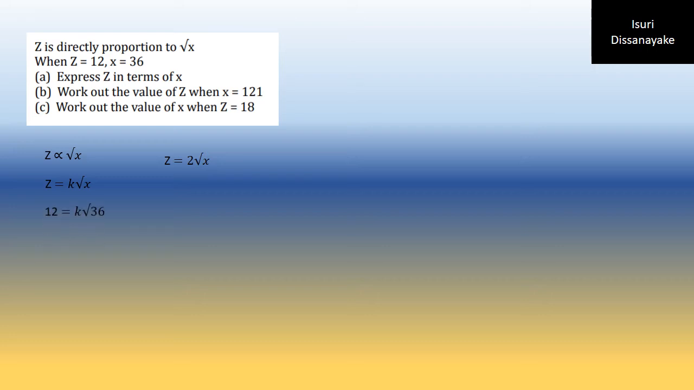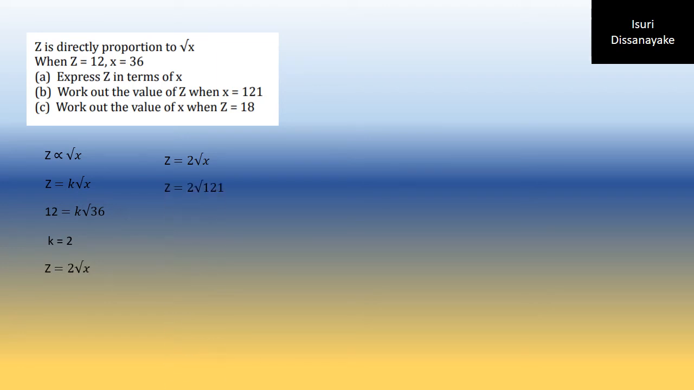And let's substitute the values of z, which is 12, and x, which is 36. Let's take the square root of 36, which is 6. So 12 equals k times 6. Let's divide both sides by 6 and k is equal to 2. So your equation is z equals 2 times the square root of x.